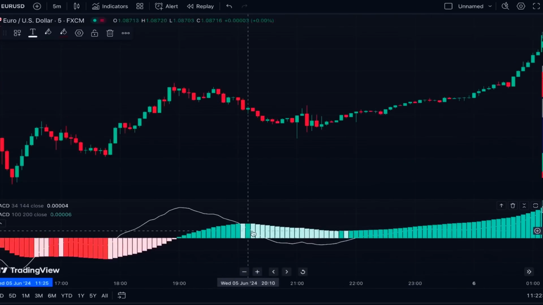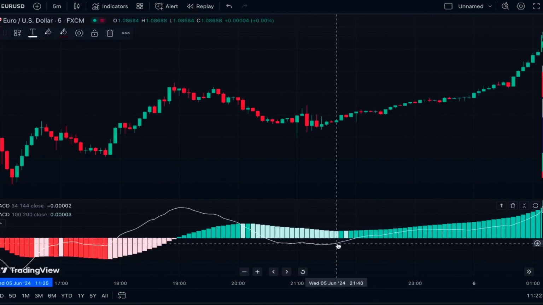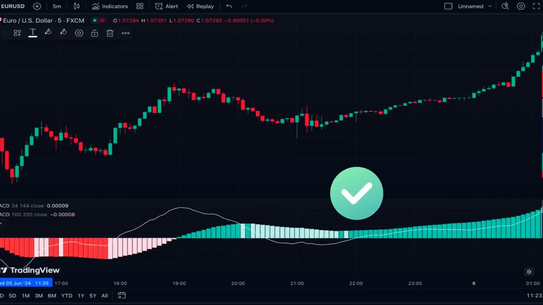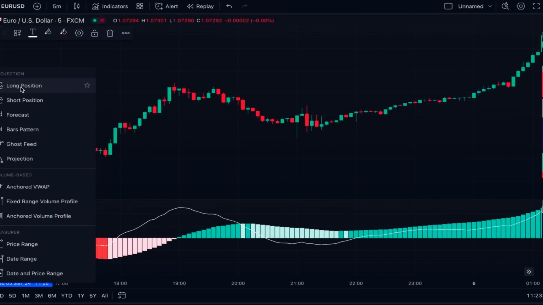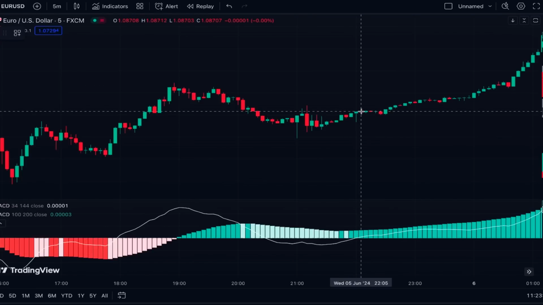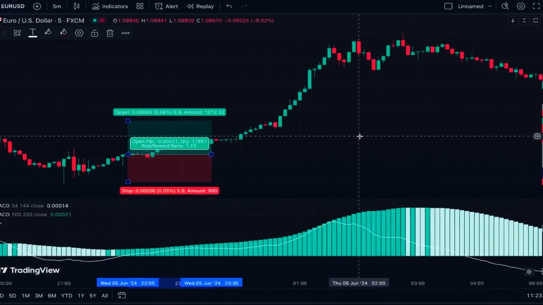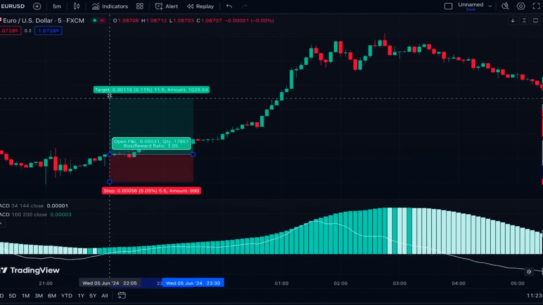Here the MACD histogram became green. The white line crossed below the center line at this point and it crossed back above the center line here. The bar is dark green, so the buy signal is confirmed and we can enter a long position at this point when this new candle is opened.